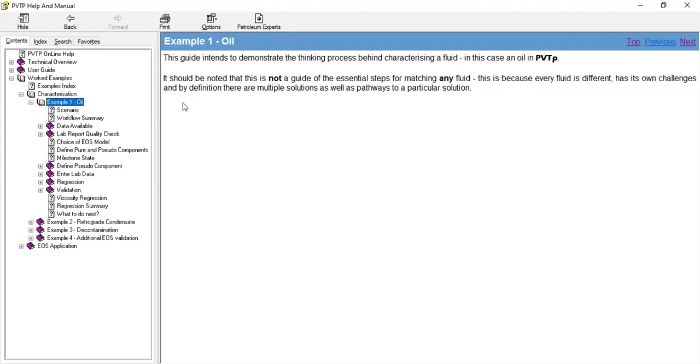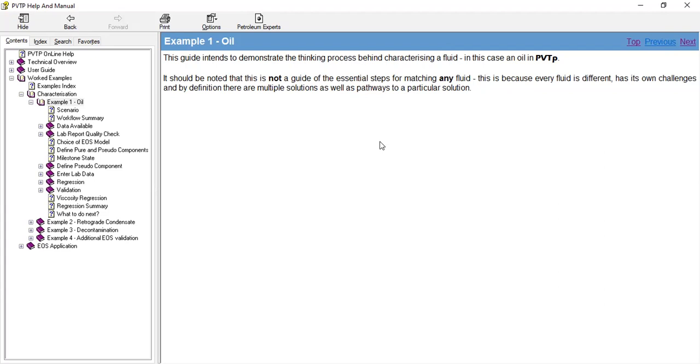Okay, so this is the introduction. Example one, oil. I will read it out loud and you can follow and let's learn. This guide intends to demonstrate the thinking process behind characterizing a fluid, in this case an oil, with PVTP. It should be noted that this is not a guide of the essential steps for matching any fluid. This is because every fluid is different, has its own challenges, and by definition, there are multiple solutions as well as pathways to a particular solution.